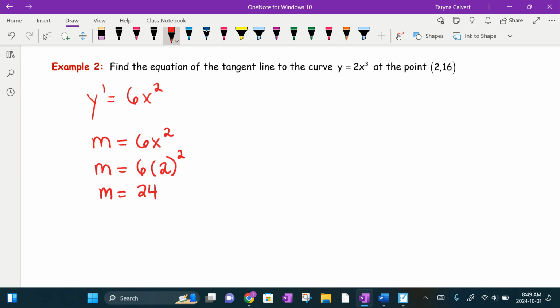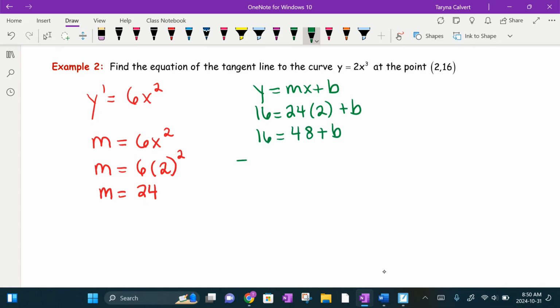And now I have my point because I'm missing my b. Right, so we wrote lots of equations of lines. It's just getting our slope function was a lot more lines in chapter 1. So now we have y equals mx plus b. So y is 16, my slope's 24, my x is 2. So then we have 48 plus b. So b is going to equal negative, not 4, negative 32. Now we have everything we need.